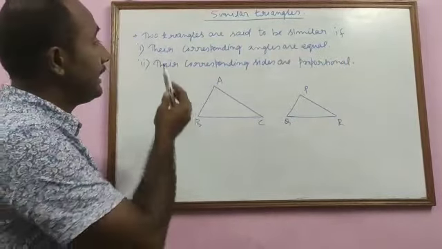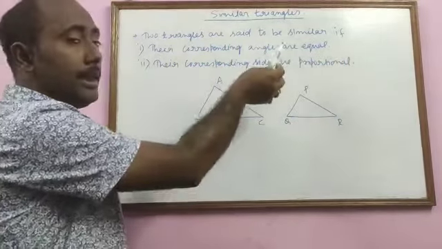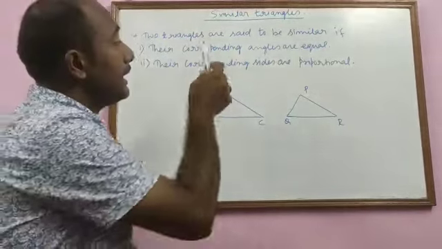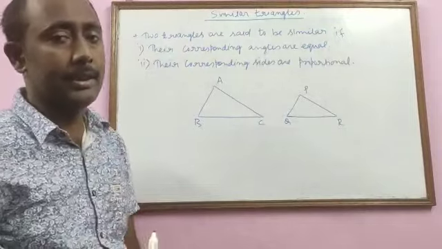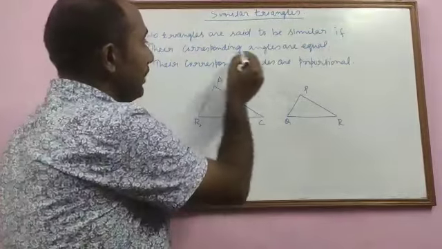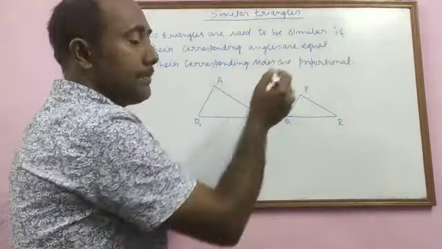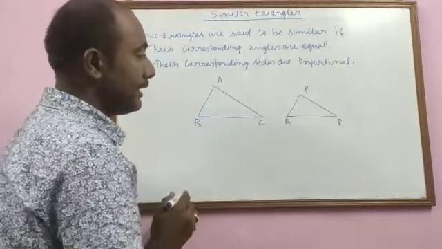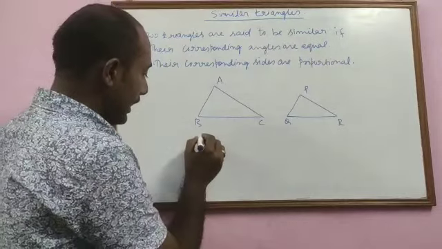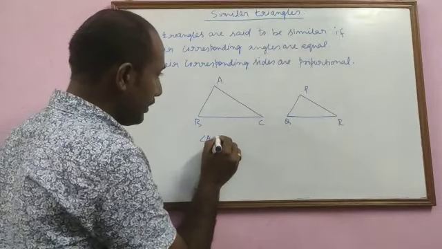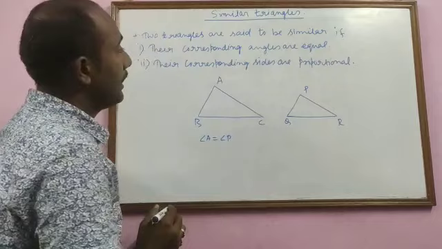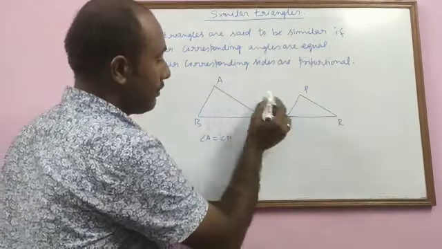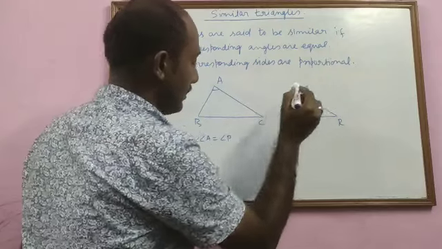So if we find that in the case of two triangles the corresponding angles are equal and the corresponding sides are proportional, then we say that the two triangles are similar to each other. Let us try to understand the meaning of corresponding angles and corresponding sides proportional with the help of this figure. Suppose I say that angle A is equal to angle P, so this part is equal to this.